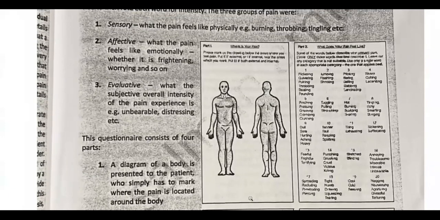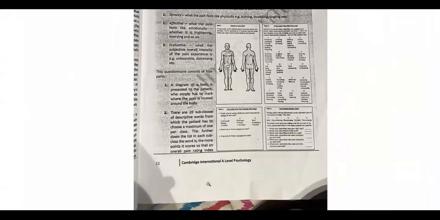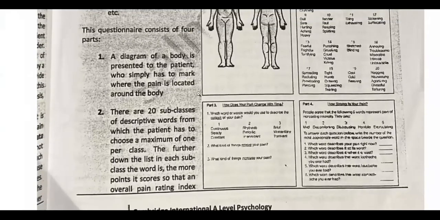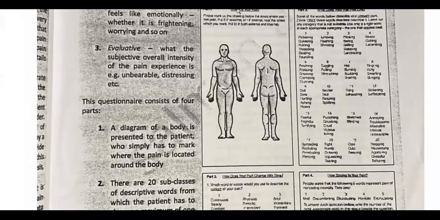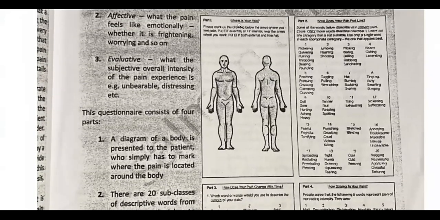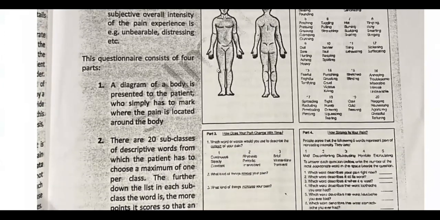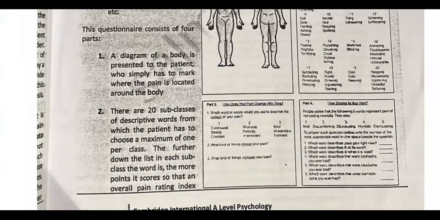The questionnaire consists of 4 parts. The first part was that a diagram of the body is presented to the patient, who simply has to mark where the pain is located around the body. So again, this diagram, as you can see, is the first part. Like it says, part one over here, you just have to say where the pain is. People might not be able to explain it well enough, so they have given a whole chart of the body for the person to clearly state where it is actually hurting them. So that is one thing.